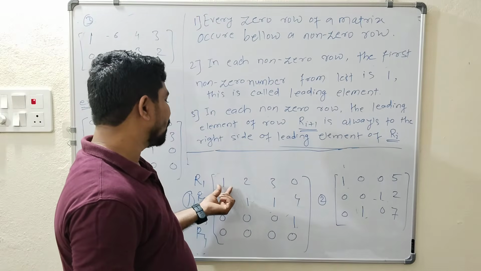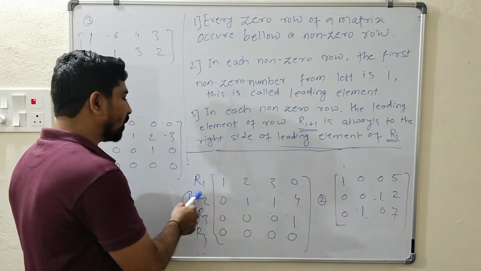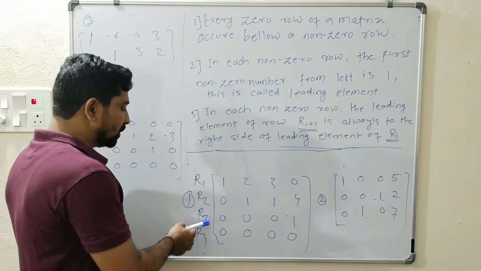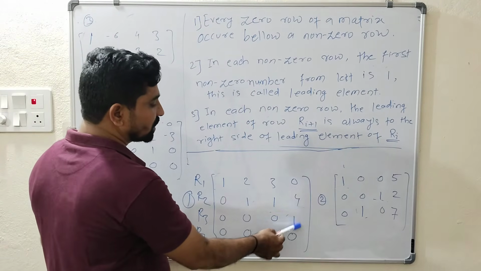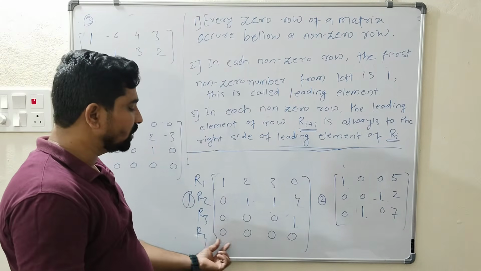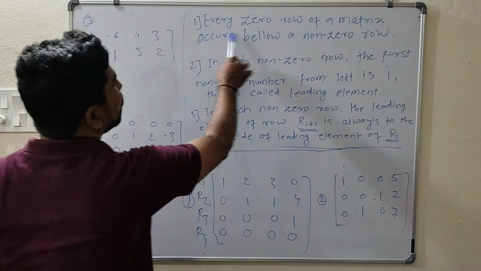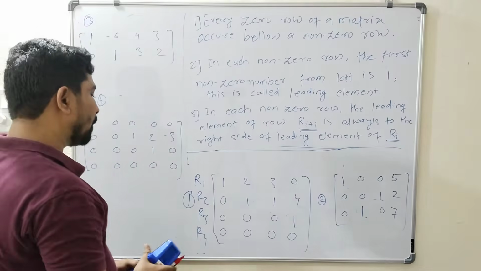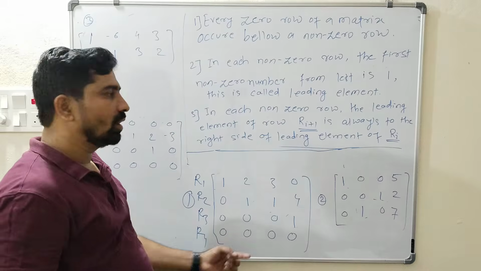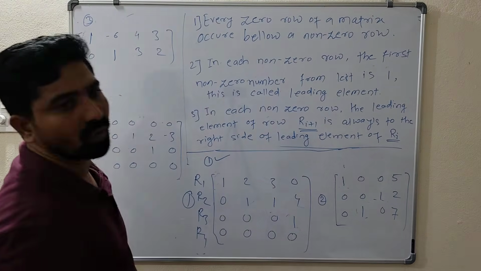Here this is my row R1. Entries 1, 2, 3 are non-zero, that's why R1 is a non-zero row. R2 is a non-zero row because 1, 1, 4 are the non-zero entries. Row R3 is also non-zero, because the last entry is 1, which is non-zero. But R4 is the zero row because all the entries in R4 are 0. Property 1 says every zero row of a matrix A occurs below a non-zero row. In this example, the zero row occurs below a non-zero row, so this matrix satisfies property number 1.